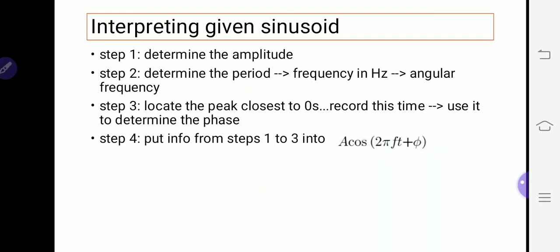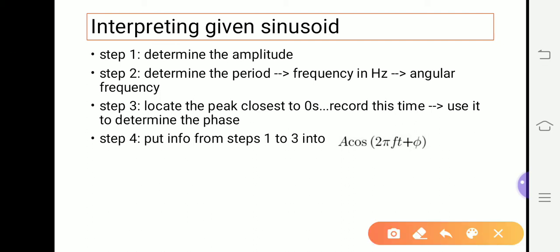So next, once we know how to plot a sinusoid, the other thing that is important is that we need to interpret a sinusoid. So how do we interpret this? The first step is we look at the sinusoid, the graph that we are given.